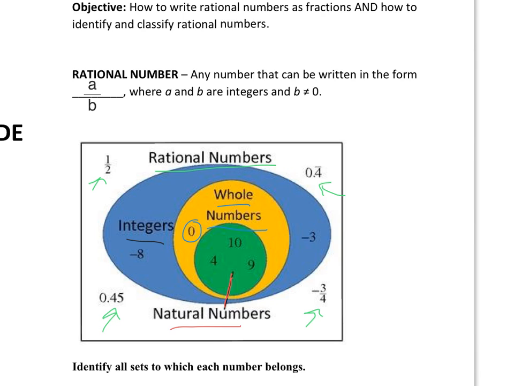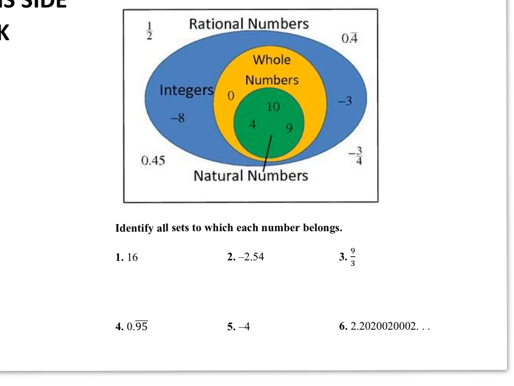Go ahead and take a moment and identify a rational number that you can come up with and explain why it is a rational number. Now let's go through a few examples to identify all sets to which each number belongs. So in other words, label each classification for each value.